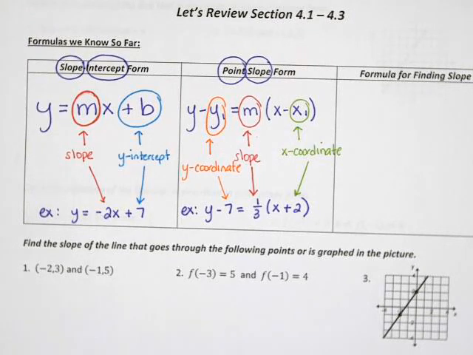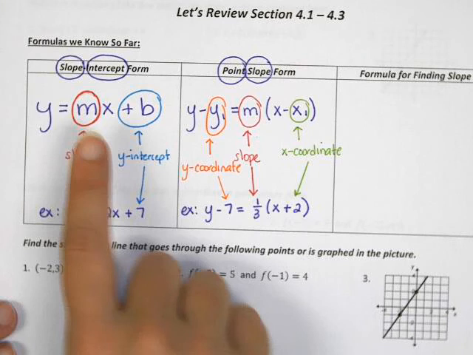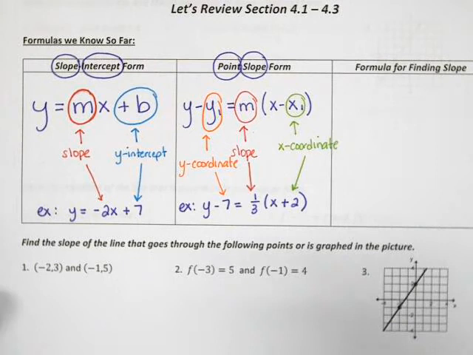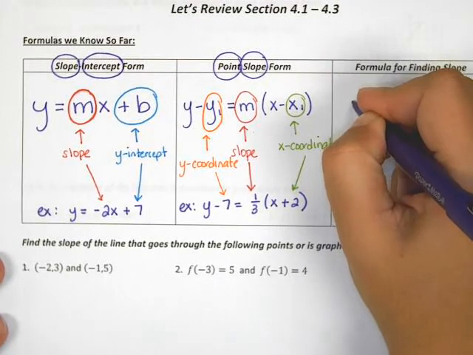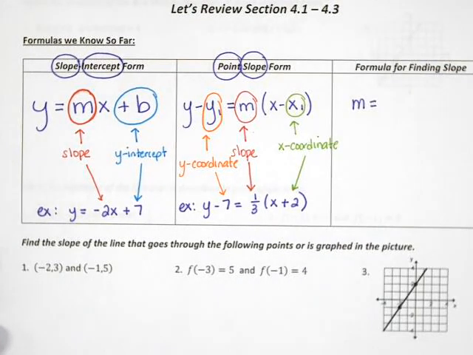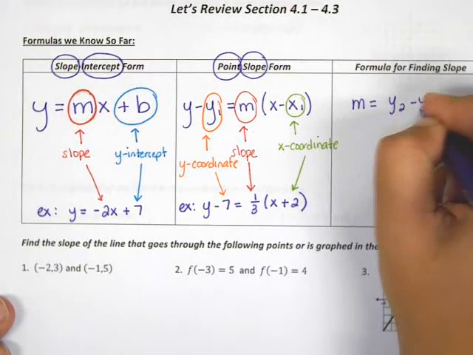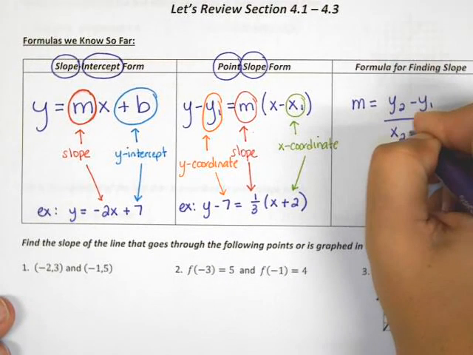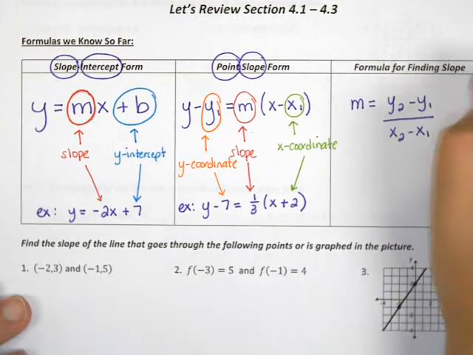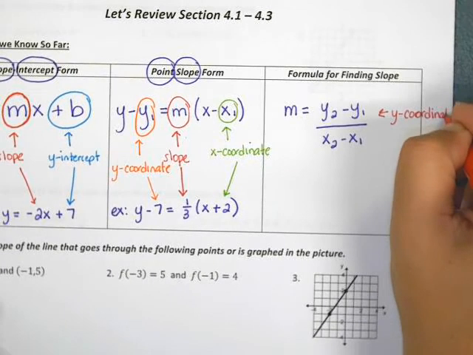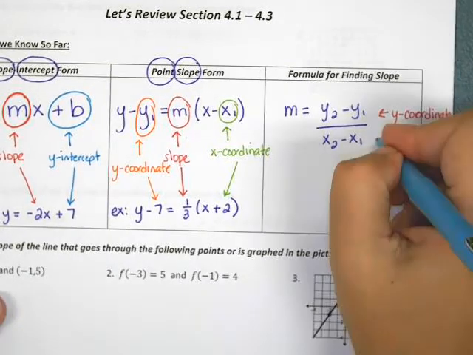The last thing is the formula for finding slope. So you'll notice that we need to know what the slope is to write both of these equations. So we have a formula that we can use to find the slope of a line when we don't have a graph. So if we have a graph, we just do rise over run. But if we don't have a graph, we use the formula y2 minus y1 over x2 minus x1, where these are the y-coordinates of 2 points, and these are the x-coordinates of 2 points.